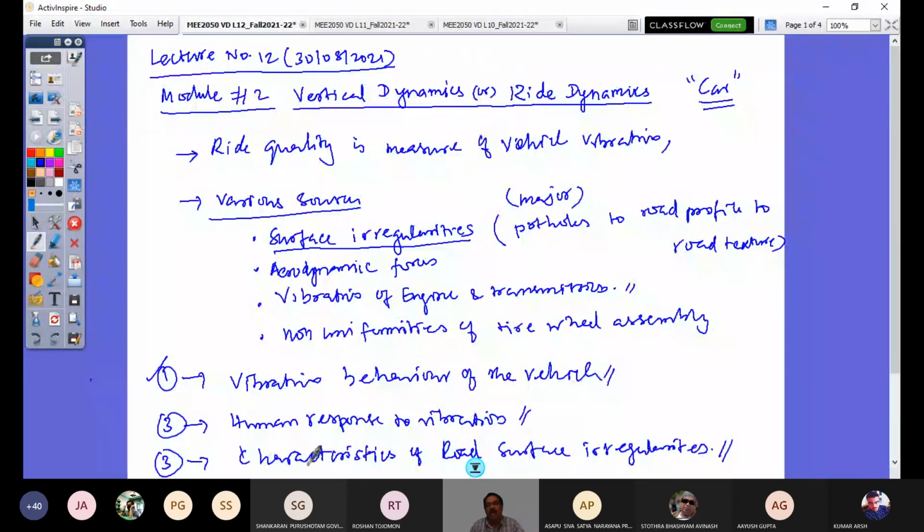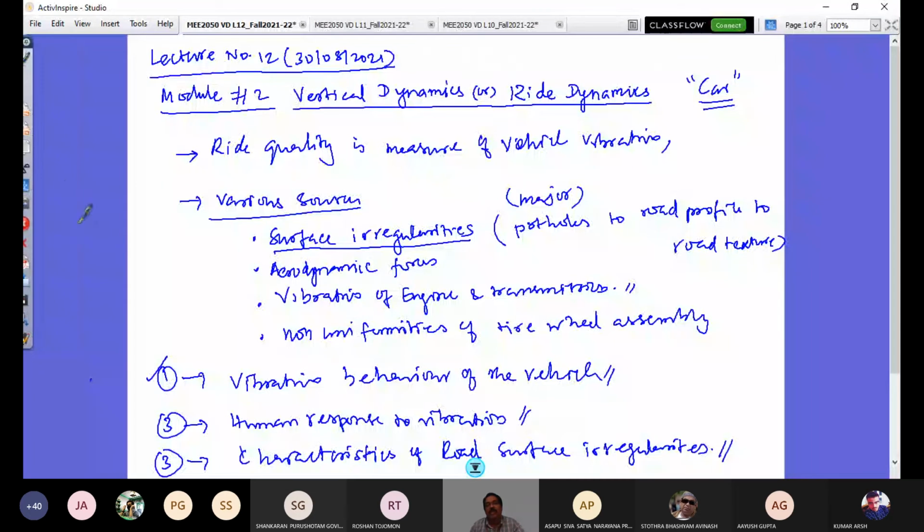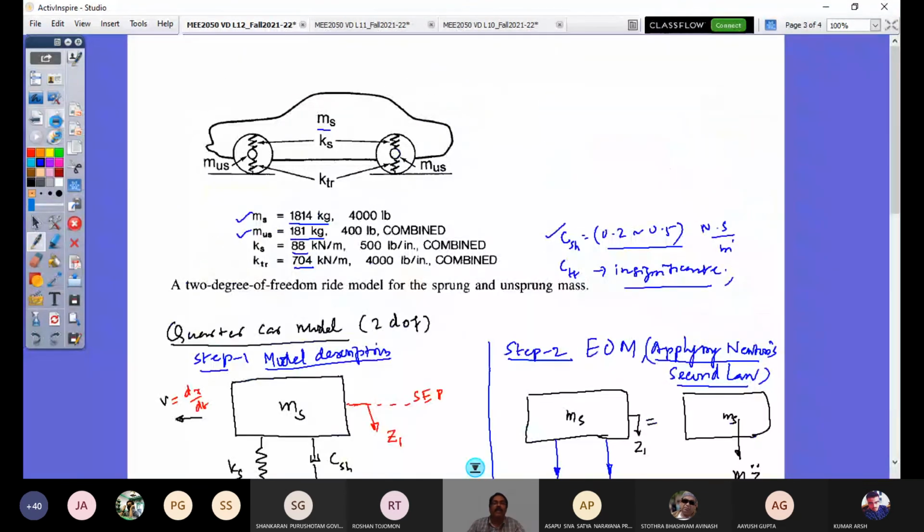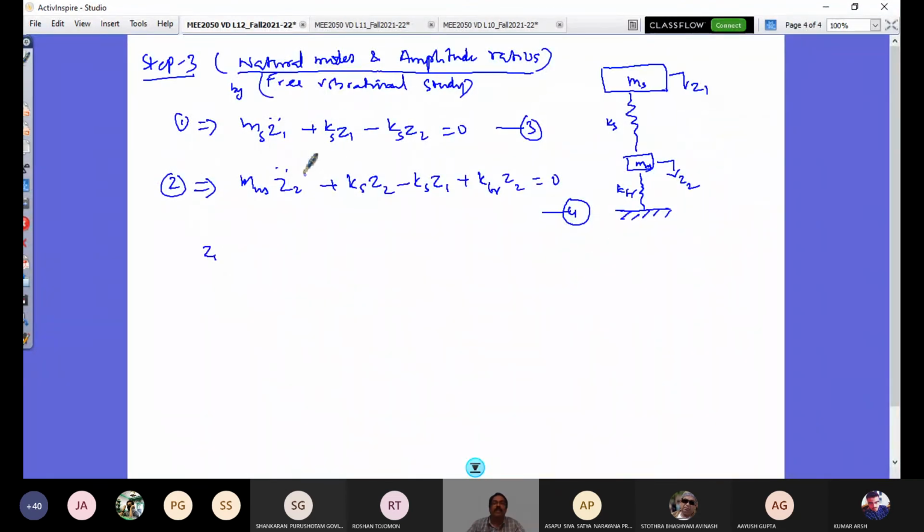You could see here the characteristic of road surface irregularity. We have to look at those irregularities, which are random in nature, to account for them. That is also part of our module and falls under the random vibration part, which I'm going to teach you later. But I'm going to use this model now as a classical deterministic model where I know my excitation and the response as a mathematical equation.